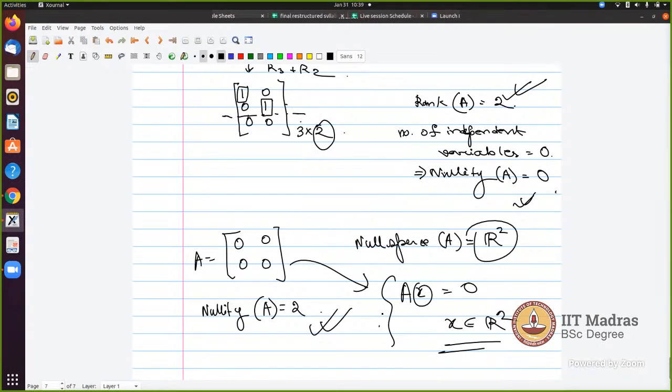Okay, thank you, sir. First of all, let me point out one other thing. Suppose in this 2 cross 2 matrix, A is a 2 cross 2 matrix, right? Okay, let me write it on a fresh page.